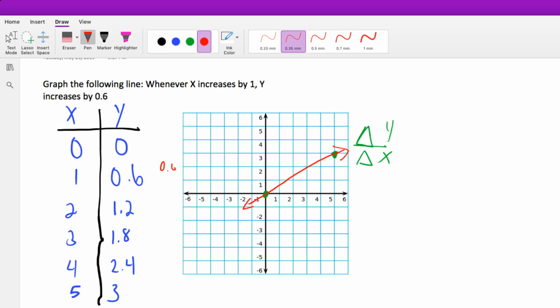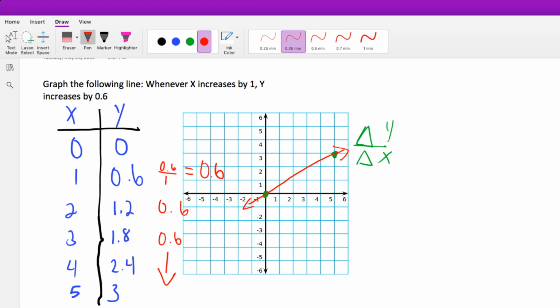So let's go ahead and test that out. 0.6 divided by 1, that equals 0.6. Anything divided by 1 is itself, so that was an easy one. 1.2 divided by 2 will also give us 0.6. 1.8 divided by 3 will give us 0.6, and so on. All of these are going to give us 0.6. What does that show us? That means that we have a proportional relationship.